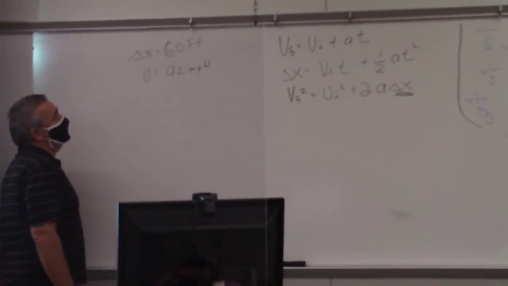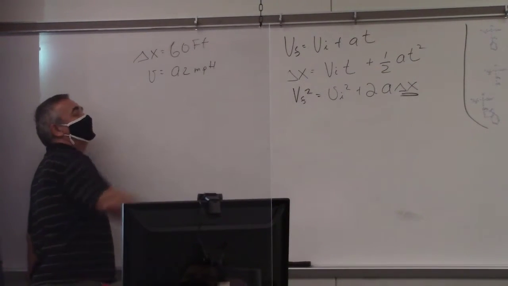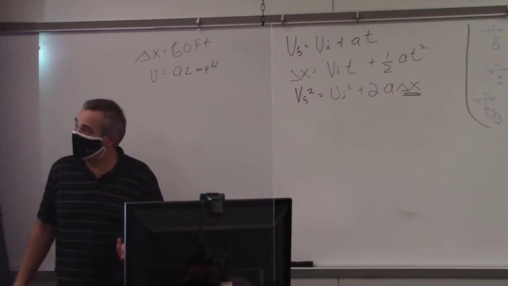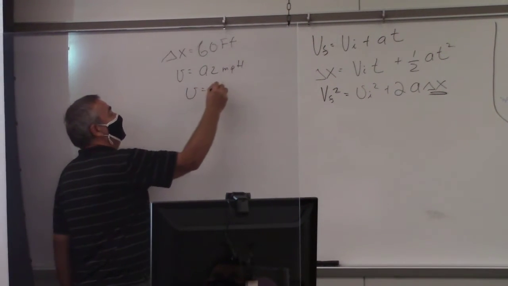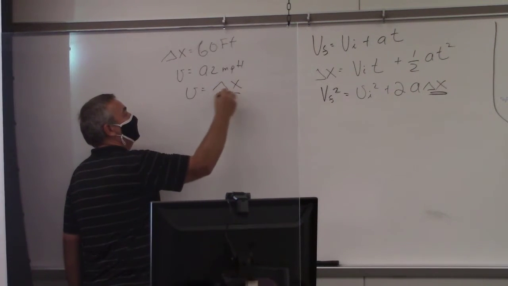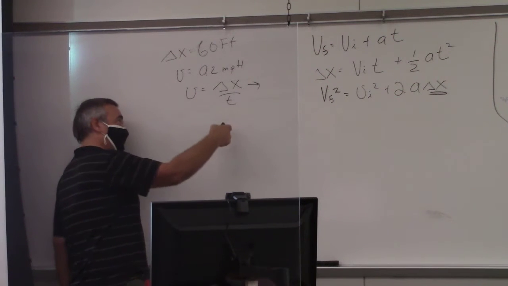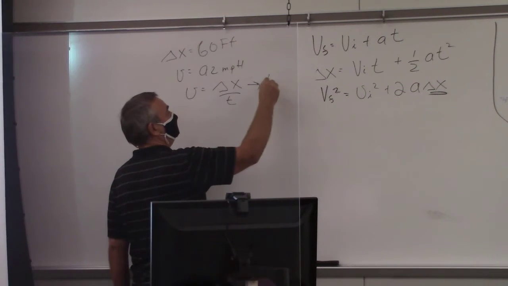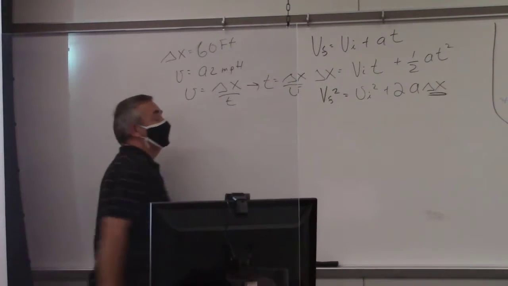Okay, so maybe it's best to change this to feet per second, and then our answer will actually come out in seconds. We could do it that way. Several different ways of doing this one. Just remember the speed is the displacement divided by the time. So if you put time over here, divide both sides by v, you get this. Distance divided by speed will give you the time.